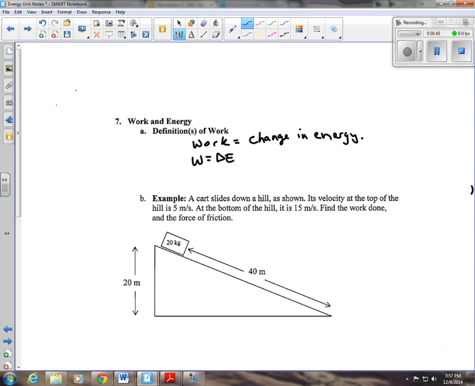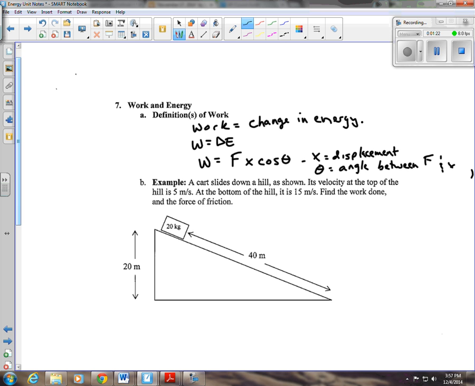Work is changing energy. The other way of finding work is, in order to change the energy of something, I have to put a force on it. So it's going to be Fx cosine theta. Okay, x is the displacement or distance. Theta is the angle between F and x. Now, normally F and x are going to be in the same direction, which means the angle is 0, cosine of 0 is 1, so I can ignore that part and we'll do work equals Fx.